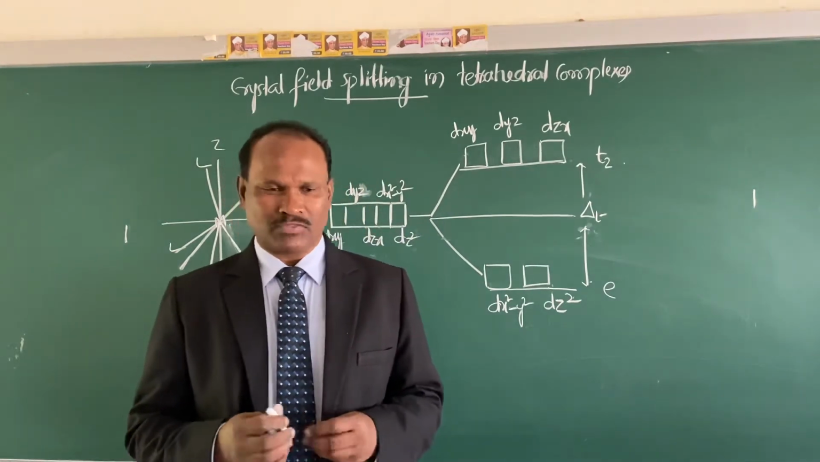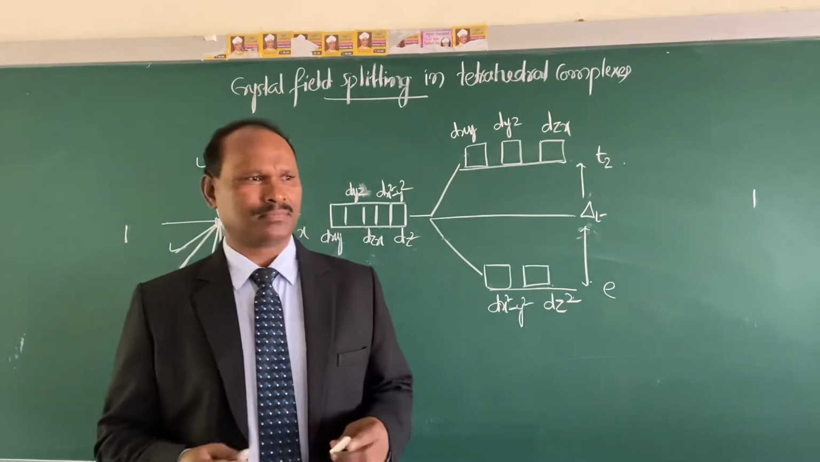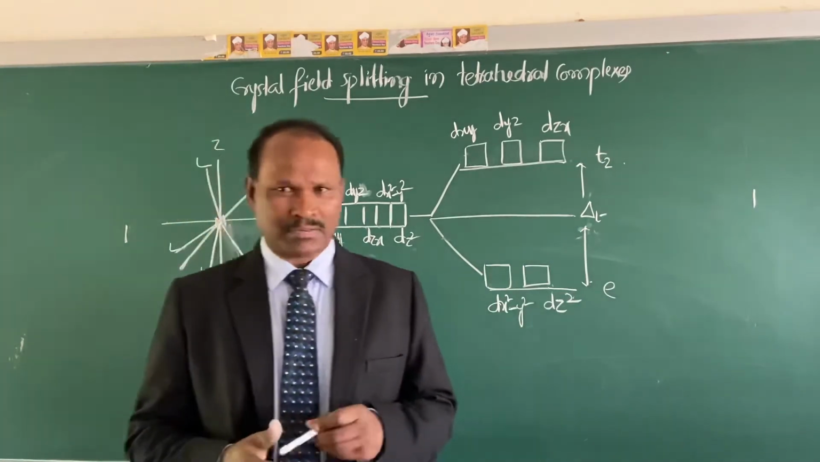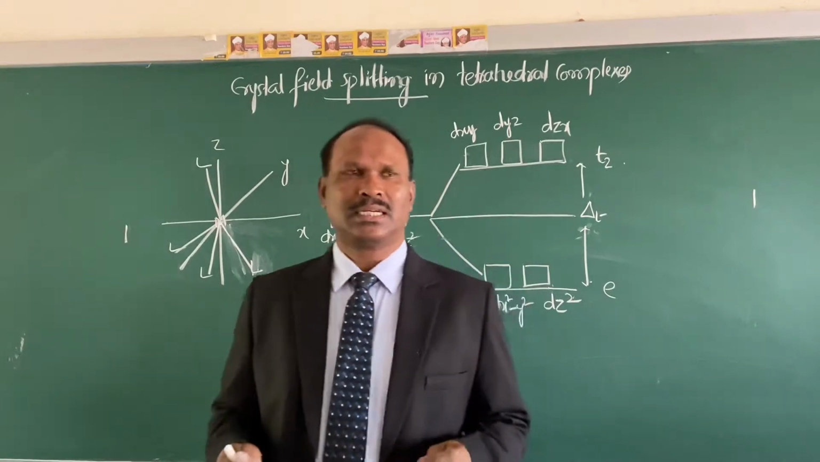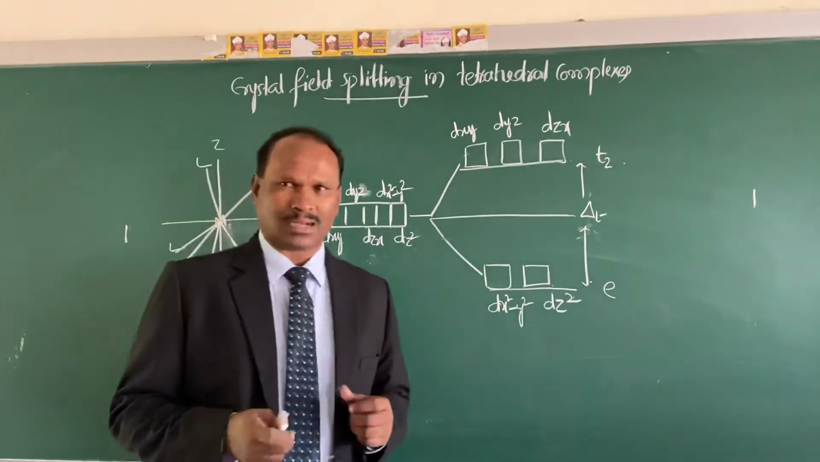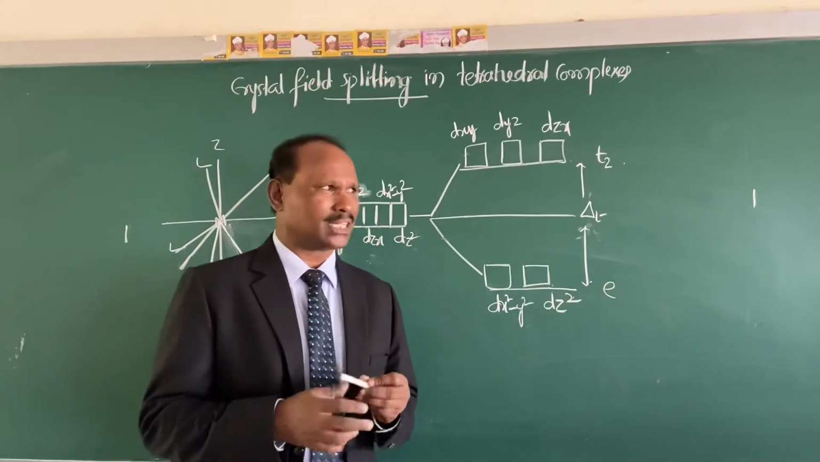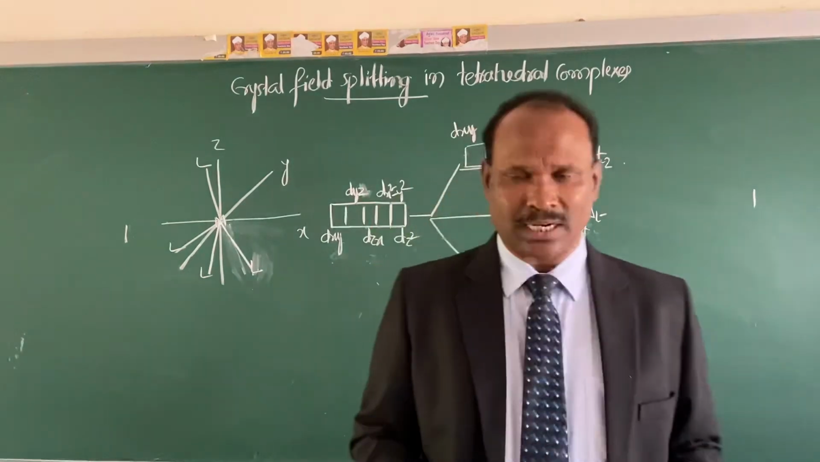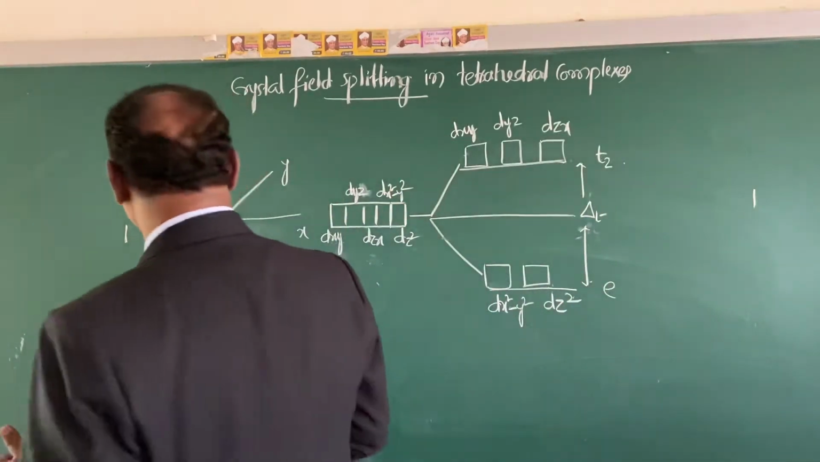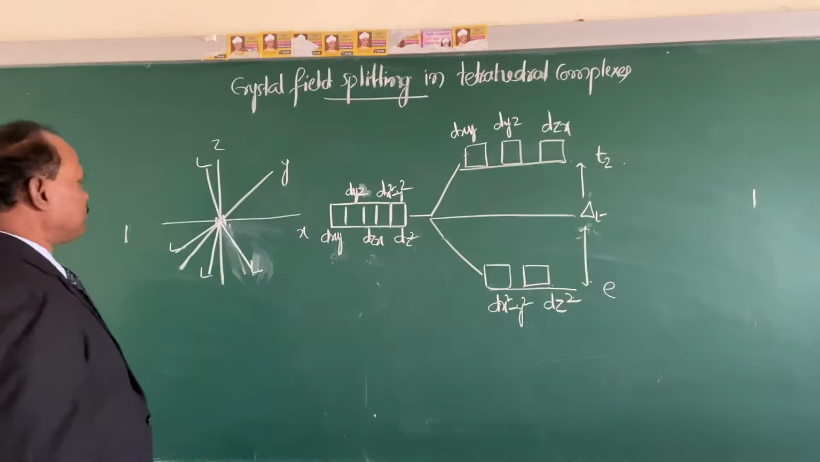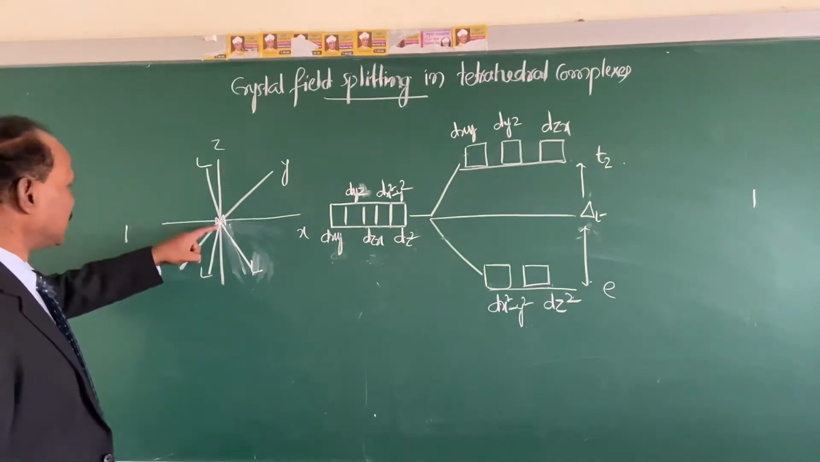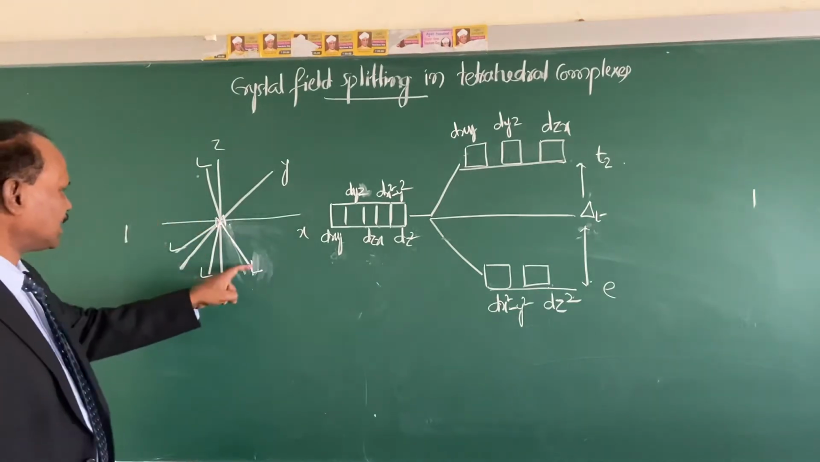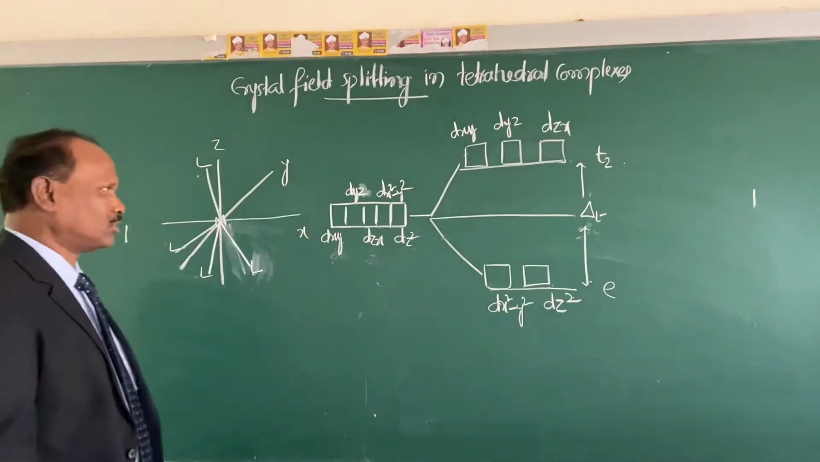Let us continue from where we have left. We have already discussed the crystal field splitting in octahedral complexes. So now we shall discuss the crystal field splitting in tetrahedral complexes. I have drawn here a tetrahedral geometry. Is it right? Metal ion is there, 4 ligands are there, so it is a tetrahedral geometry.